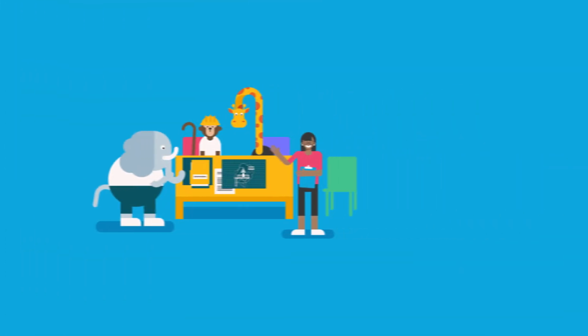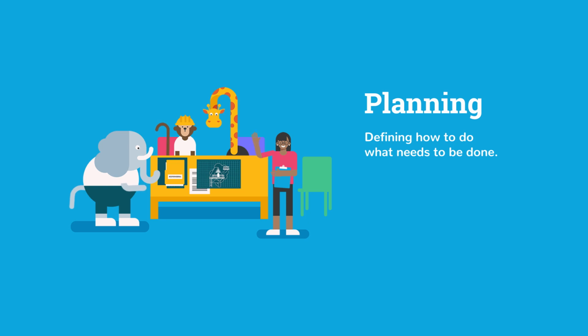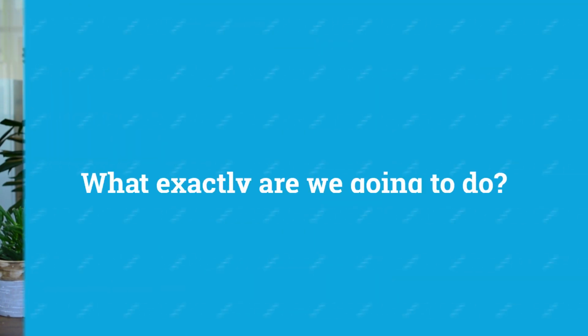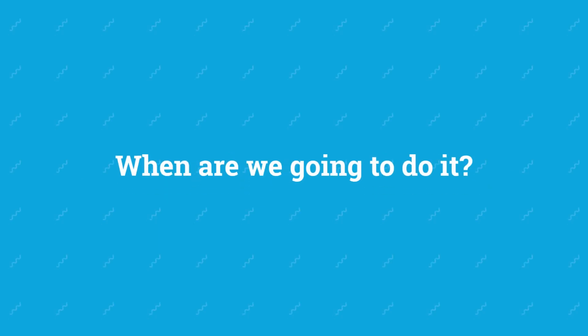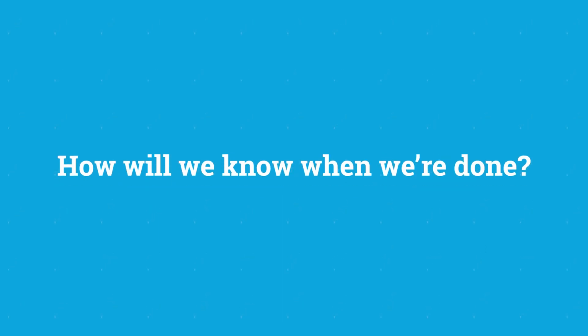Next is the planning phase, which involves defining how to do what needs to be done. Planning is where you define all the work to be done and create the roadmap that you follow for the remainder of the project to get you there. It's during the planning phase that you figure out how you're going to perform the project and answer the questions: what exactly are we going to do? How are we going to do it? When are we going to do it? And how will we know when we're done?